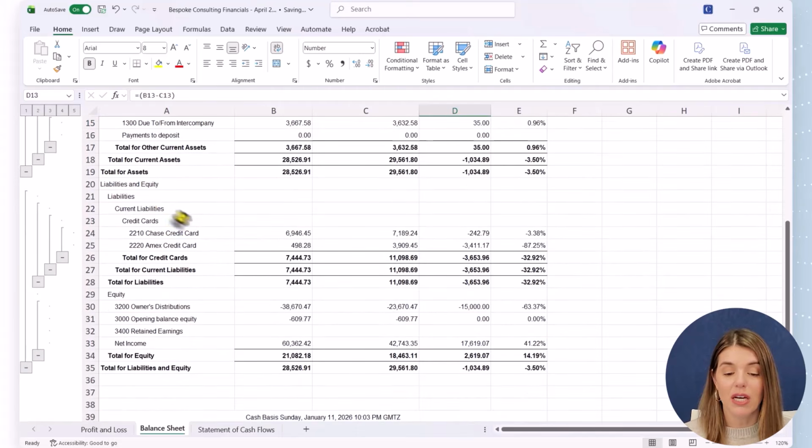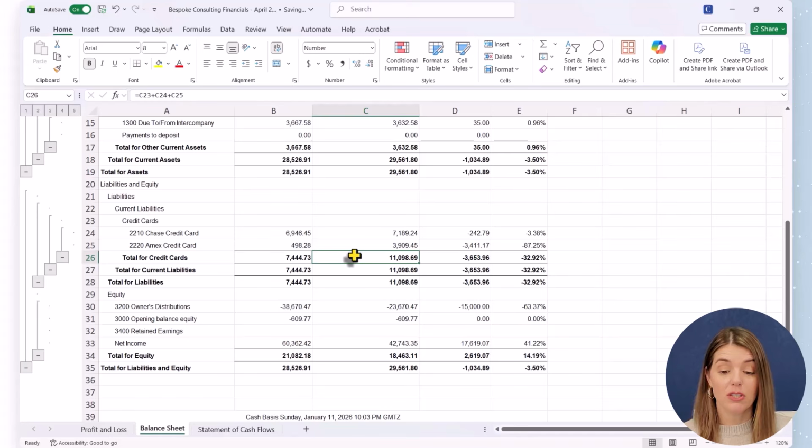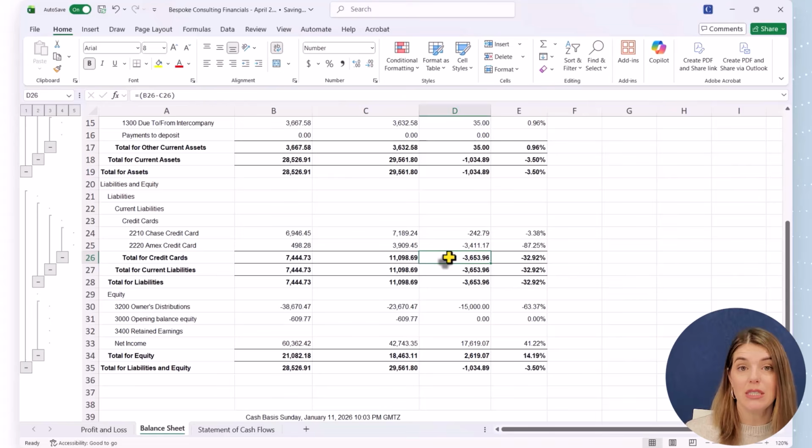So we're going to go now down to liabilities, because maybe there's something happening with the payment of our liabilities. And what we'll find is that that actually is the case. So at the end of March 31st, the debt balances were $11,000, and then that decreased to $7,444. So we had a decrease in liabilities of $3,653, okay?